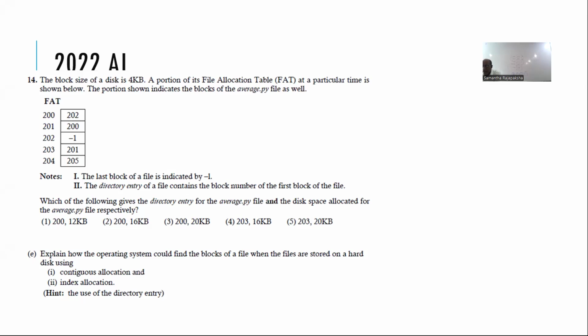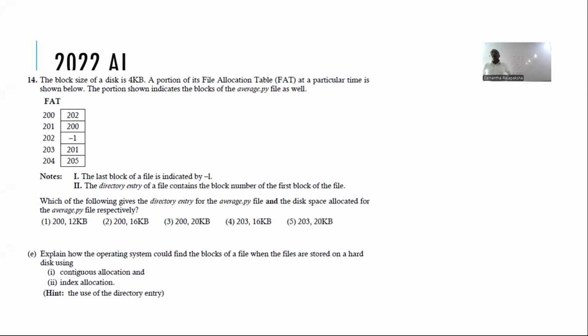Yes, sir. Then the next one is: explain how the operating system could find the blocks of a file when the files are stored in a hard disk using contiguous allocation and index allocation. In contiguous allocation, how do you find out the location of the file? What information is there in the directory? The entry stores the starting block number and the length of the file. Yes. What is the starting block and how many blocks are there? Then index allocation.